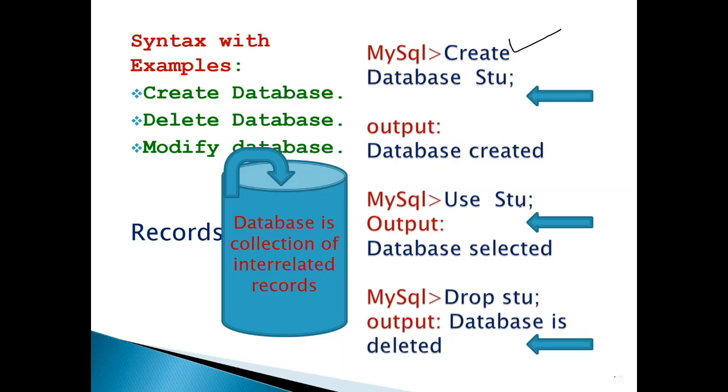Now how will you select this database? If you want to create a relation in a database, you know that a database is a collection of relations. So whenever we create a database, we will create some relations inside the database. In order to create a relation in any database, first of all we have to select that database, and that database can be selected using the use command. Use, then database name. If you want to delete that database in future, then you can delete it with the help of the drop command. Drop space database name.